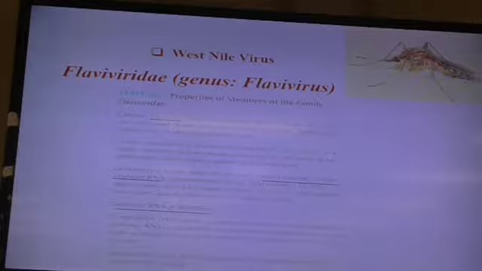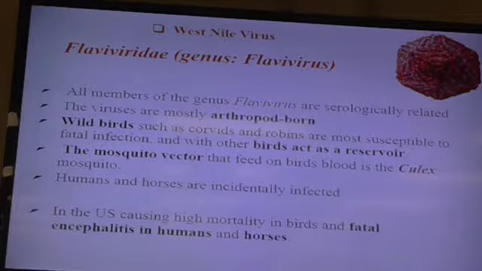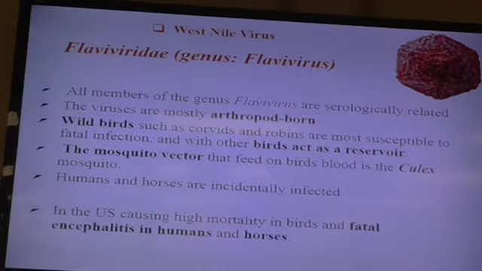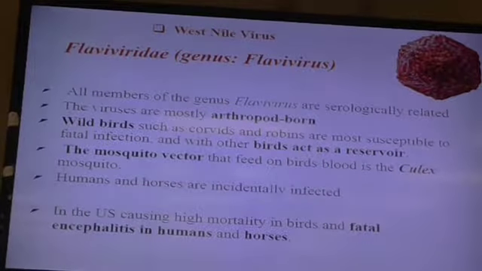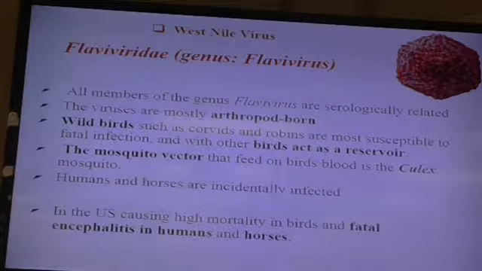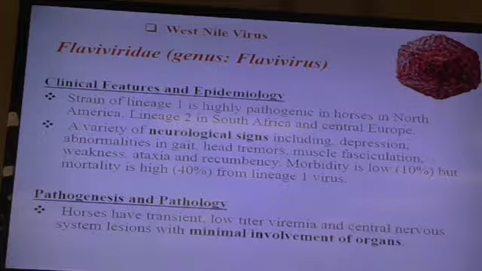So West Nile virus is another flavivirus, then the genus flavivirus. It's an RNA virus like the others, and it's arthropod borne. Again, it's very similar to the other diseases that we just talked about. The reservoir is mainly wild birds. The mosquito can spread the infection, transmit the infection to humans and horses. In the US, it can cause high mortality in birds and encephalitis in both humans and horses.